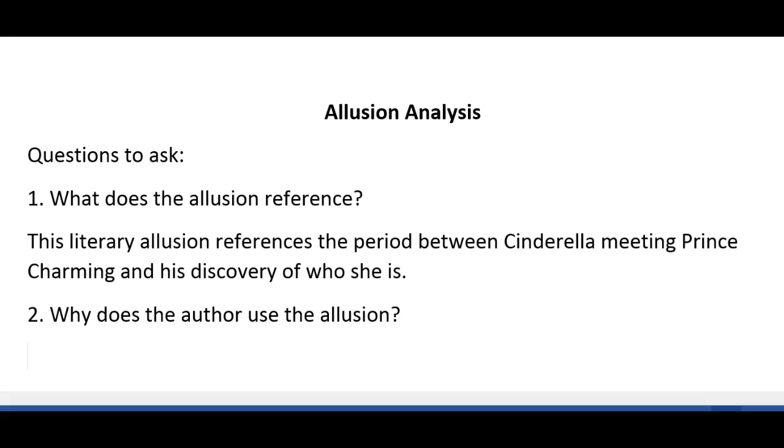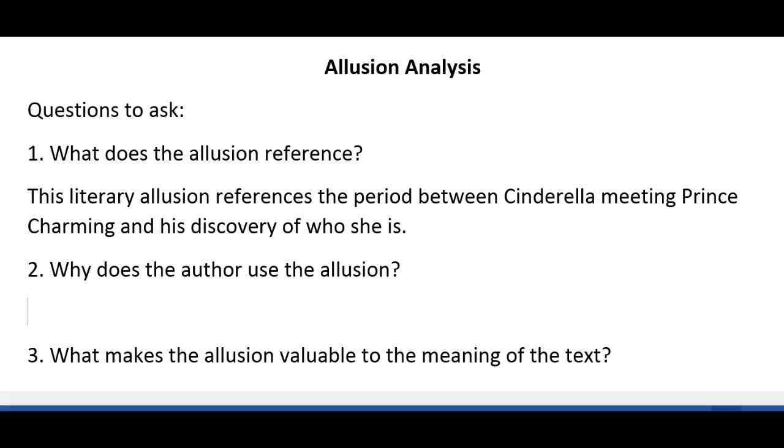Question 2 asks, why does the author use the allusion? The author alludes to the stepsisters cutting off their toes, and also the author focuses on Cinderella's sense of doubt. So it seems that the author uses the allusion to highlight perception versus reality. Sometimes we appear to be a certain way.